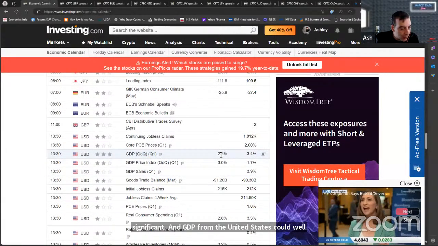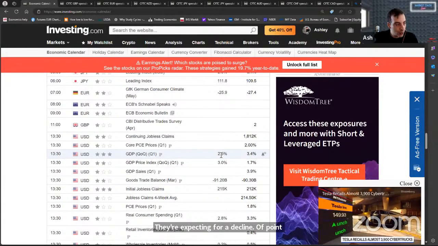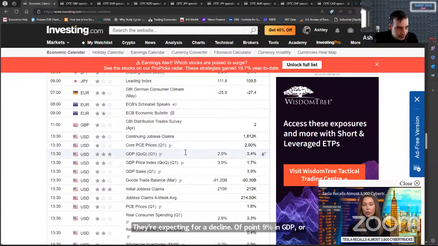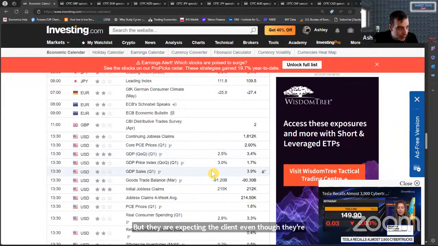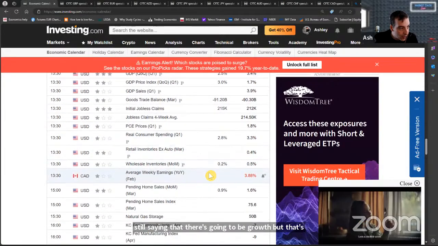They're expecting a decline of 0.9% in GDP quarter on quarter. I'm not sure where that decline comes from because growth from America has been still pretty robust. But they are expecting a decline, even though they're still saying that there's going to be growth. But that's a market mover for sure.